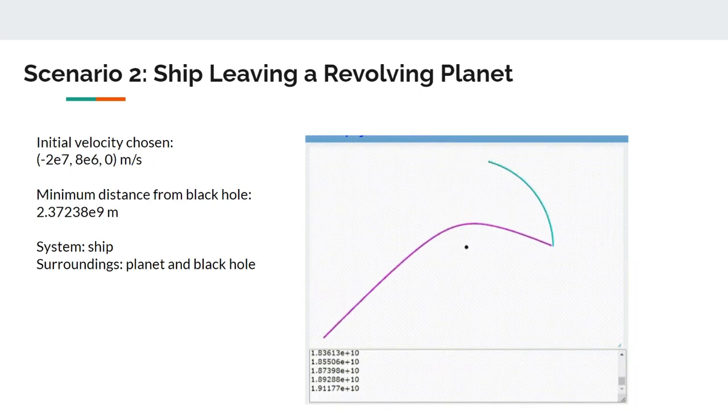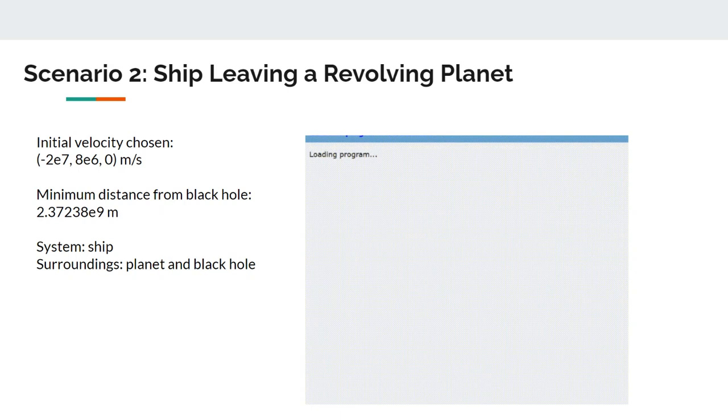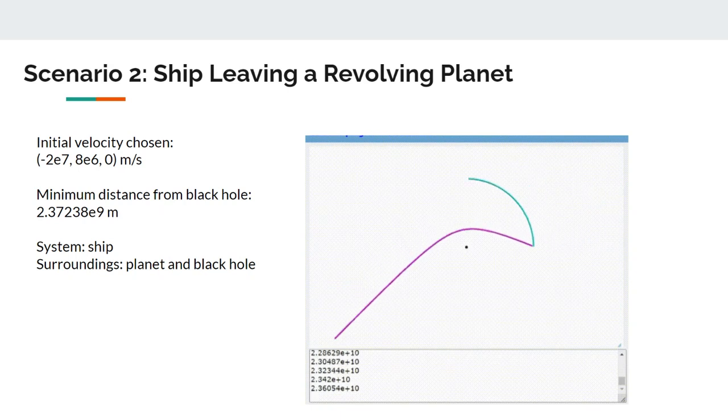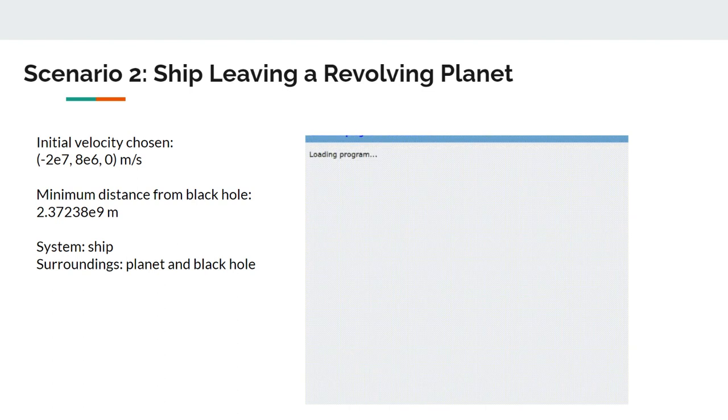So this is what it looks like. You can see that the ship very clearly left the system. This is the velocity I used, and then the minimum distance using the if statement that I got was 2.37 times 10 to the 9th meters. And in this case, our ship is the system, and the surroundings is the planet and the black hole.